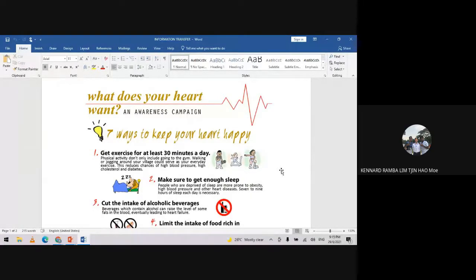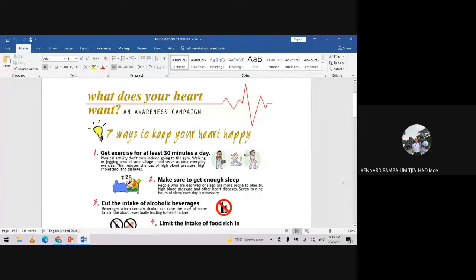I read, sure. So, what does your heart want? An awareness campaign. 7 ways to keep your heart happy. 1. Get exercise for at least 30 minutes a day. Physical activity don't only include going to the gym. Walking or jogging around your village could serve as your everyday exercise. This reduces chances of high blood pressure, high cholesterol, and diabetes.